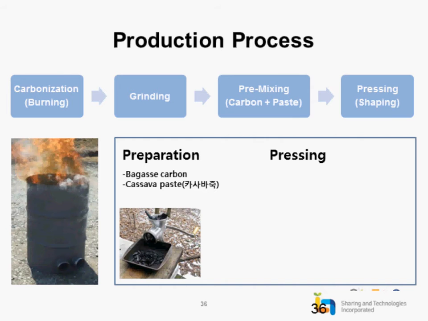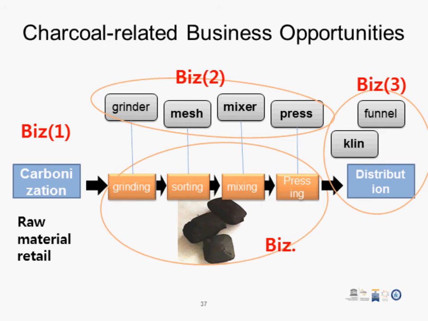This is the production process. Part 1 is carbonization, then grinding, then the next stage is premixing, and finally pressing, in order to shape the charcoal, and then we dry it. In the manufacturing and distribution process of charcoal, a variety of business models can be created.